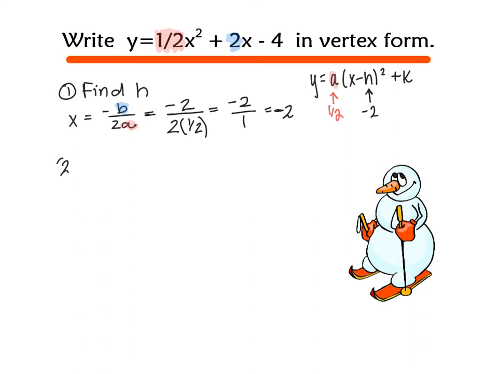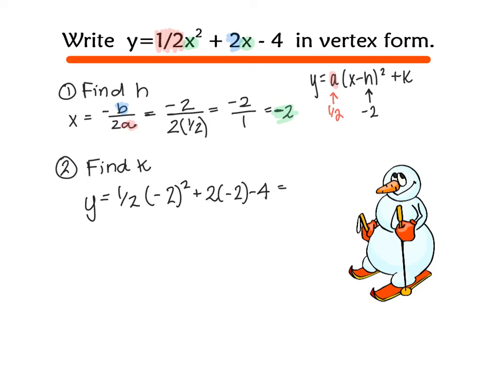The next thing I need to do is find my k. And remember, we do that by plugging in the x we just got. So we're going to plug this into each x in the equation. So we have y equals 1/2 times negative 2. Remember, we have to put it in parentheses when we plug it in. Plus 2 times negative 2 minus 4. And then again, go ahead and just type that into your calculator and simplify. When you type it in, you should get negative 6. So k is negative 6.